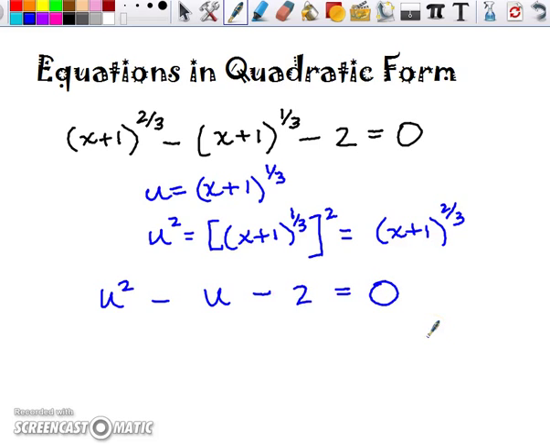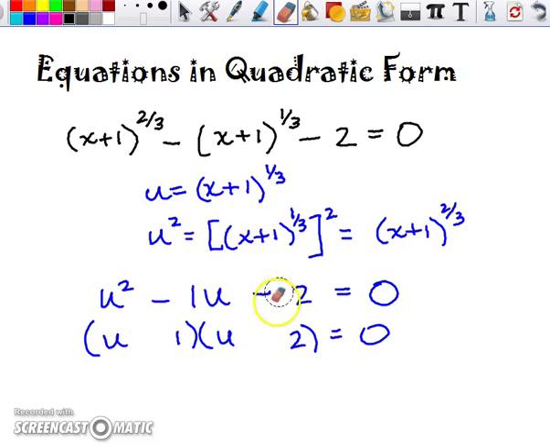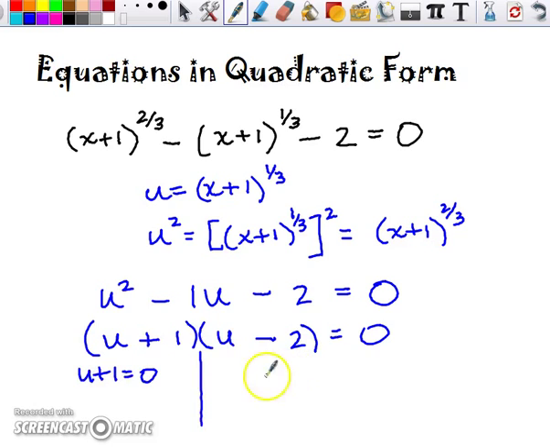Now if you look at this quadratic form of the equation, we can solve this quite easily using one of our methods. If you were thinking factoring, you would be correct. We need two numbers that multiply to give us -2 but add to give us -1, so it's going to be 1 and 2, with -2 here and +1. Then we solve, and we get u plus 1 equals 0 and u minus 2 equals 0. We find that our solutions for u are u equals -1 and u equals 2.